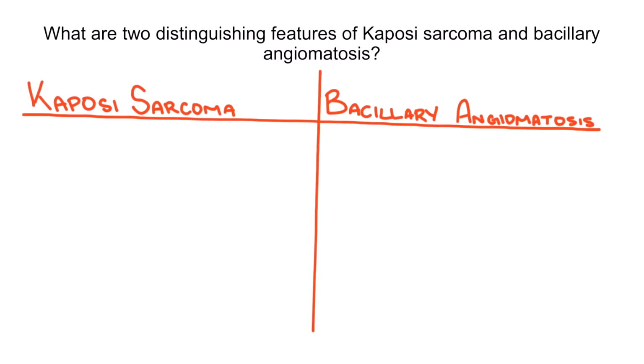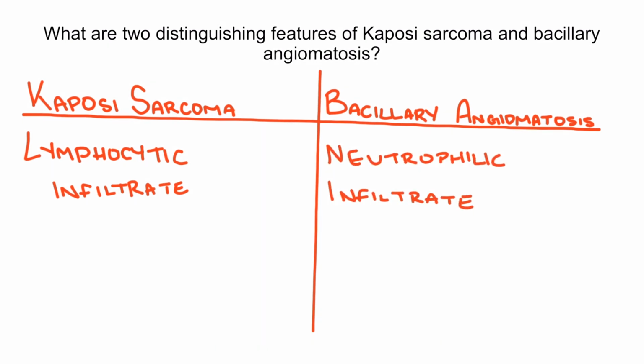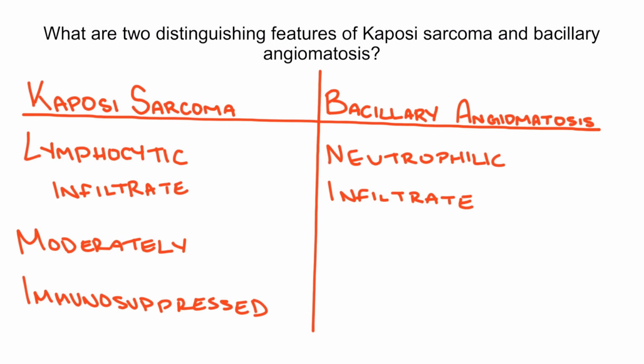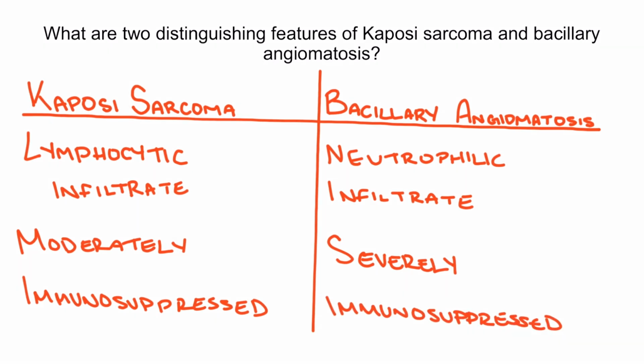What are two distinguishing features of Kaposi sarcoma and bacillary angiomatosis? Now, two distinguishing features of these two are, first, Kaposi sarcoma has lymphocytic infiltrate. However, the biopsy of bacillary angiomatosis has neutrophilic infiltrate. So that's the first distinguishing feature. Second, Kaposi sarcoma is present in moderately immunosuppressed patients with CD4 counts less than 500, while bacillary angiomatosis is usually present in severely immunosuppressed patients with a CD4 count less than 100.